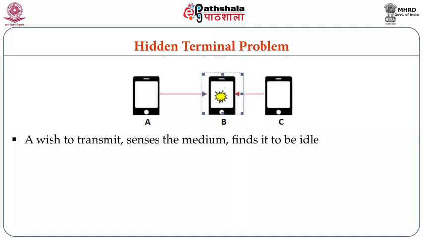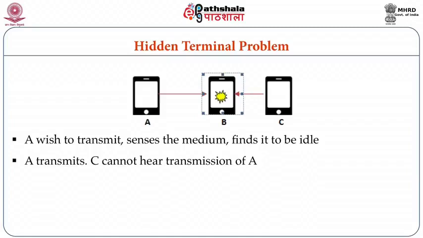A wishes to transmit, so it applies CSMA/CD. For that, it senses the medium and finds it to be idle. So, sensing the medium to be idle, it transmits. Now here C cannot hear the transmission of A. C does not know that A has transmitted. Why? Because the transmission of A does not reach C. A and C are hidden from each other.